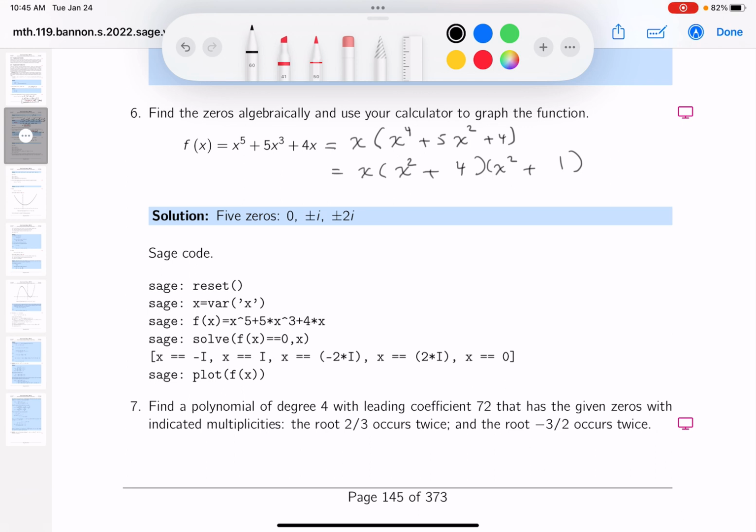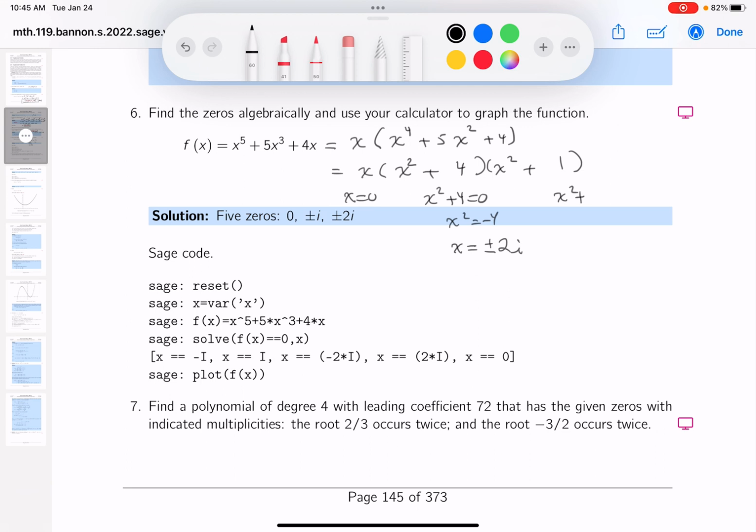All right, the roots are going to be as follows. The first root is x equals 0. The second root is when x squared plus 4 equals 0. X squared equals minus 4, or x would equal plus or minus the square root of minus 4, which would be 2i. What's the next one going to be?